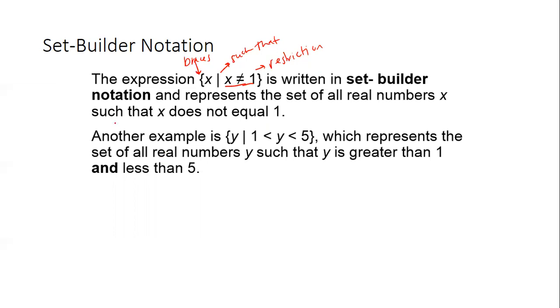What this is telling me is x such that x does not equal 1, which means that x can equal anything but 1. Okay, this is telling me y such that y is greater than 1, but less than 5.